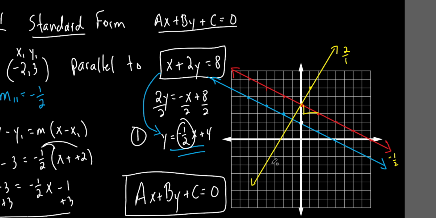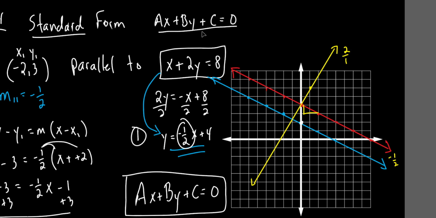Slope's a little easier. Why? Because the slopes are the same when they're parallel, right? If they're perpendicular, you got to change a couple things. Change the negative to a positive and change the fraction by flipping it. Makes sense, doesn't it? That red line's got a slope of negative 1/2. This perpendicular line has a slope of 2.